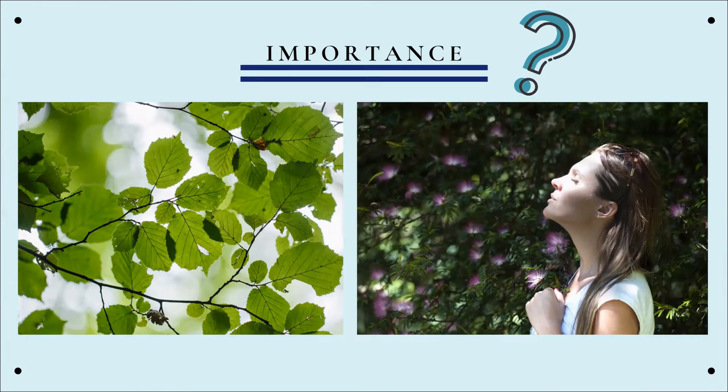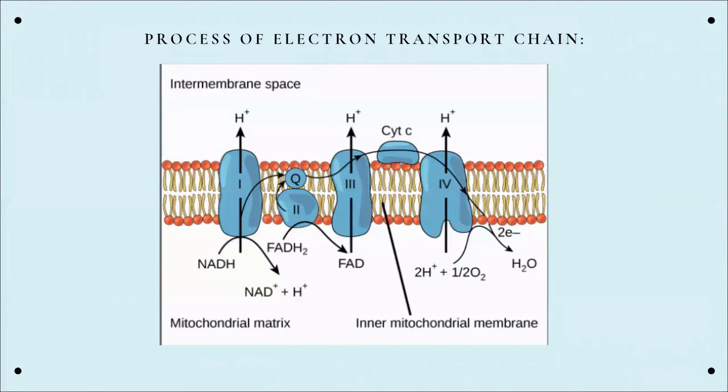Therefore, the electron transport chain is important. It has an important role in both photosynthesis and cellular respiration. In cellular respiration, it is the final and most important step, as it is where the majority of ATP is created. Now let's move forward to the steps in the electron transport chain. It is shown in this diagram.